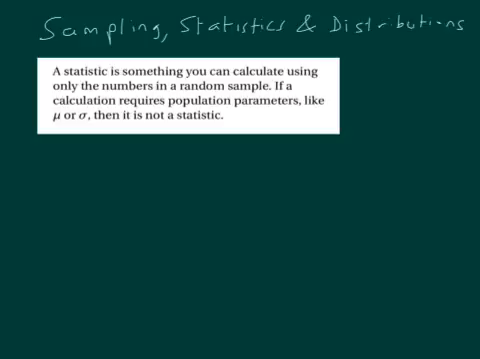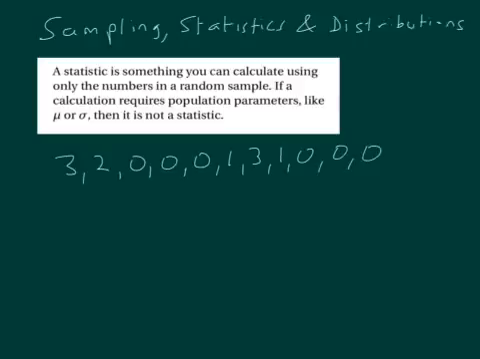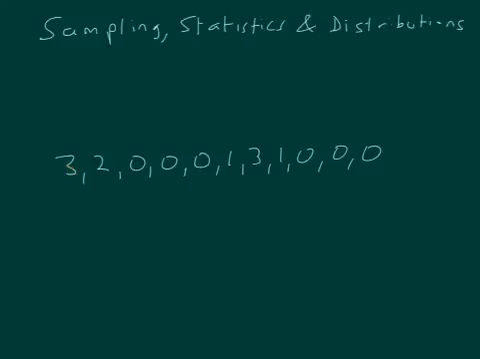So let's suppose we have a fairly small class, and we're looking at the number of times in the last 6 months that individual students didn't complete an assignment. Let's suppose these are the numbers. One person didn't hand their assignment in 3 times, one person didn't hand them in twice, these always handed them in, and so on.